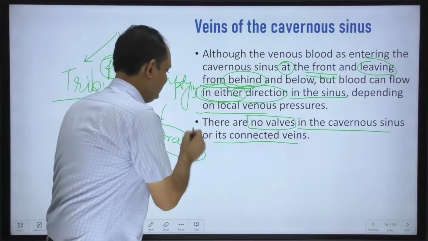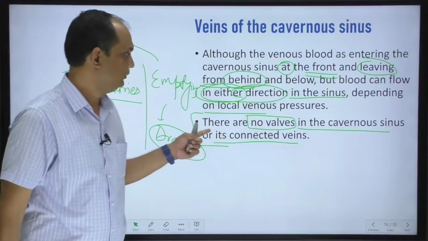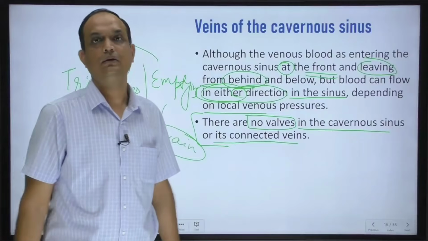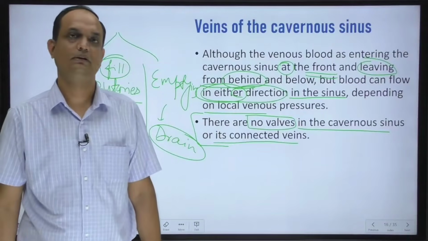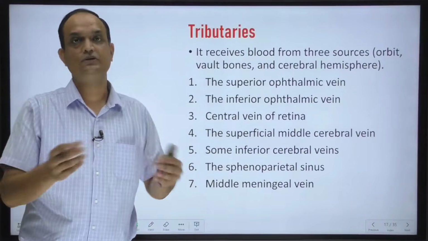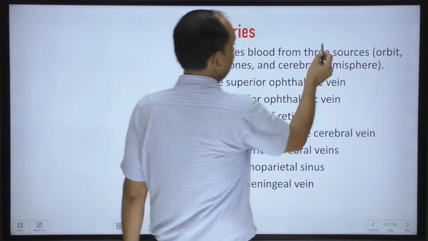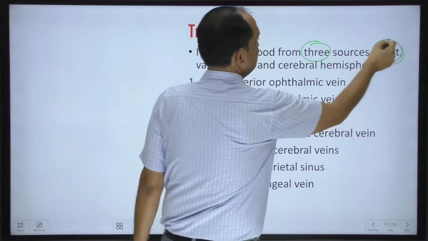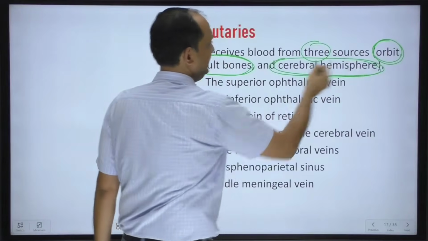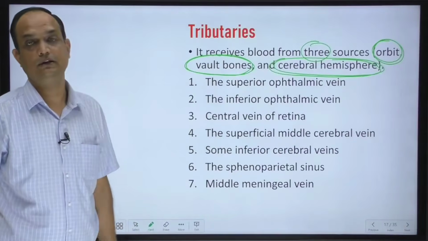This is a question of your exam which you have to keep in mind: in case of a change in pressure gradient, the flow direction of blood can also change because there is no valve in the tributaries or draining channels of the cavernous sinus. So what are the tributaries? These are the filling channels, the incoming channels to your cavernous sinus. The blood is coming from three sources. First is the orbit, second is the bone of the vault, and third is the cerebral hemisphere, that means the brain.